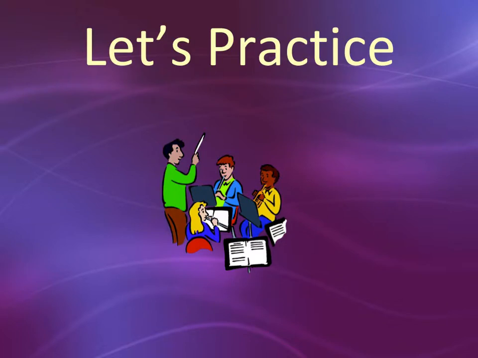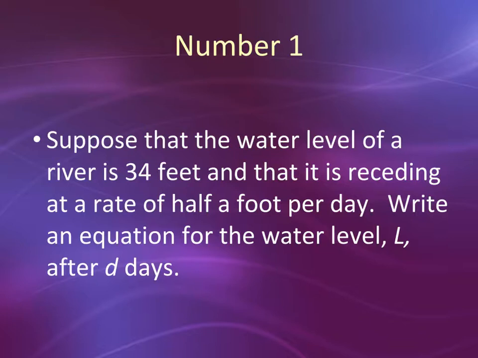So let's go ahead and practice. This first one, number 1, says, suppose that the water level of a river is 34 feet and that it is receding at a rate of half a foot per day. Write an equation for the water level L after D days.